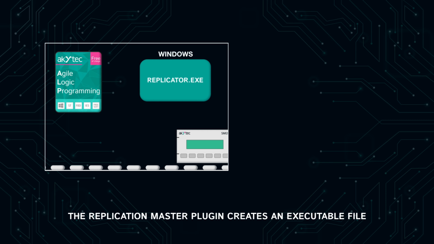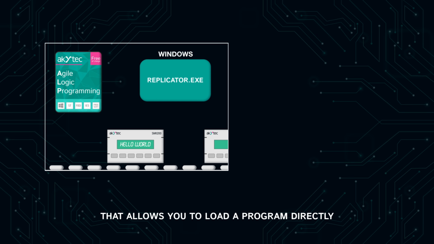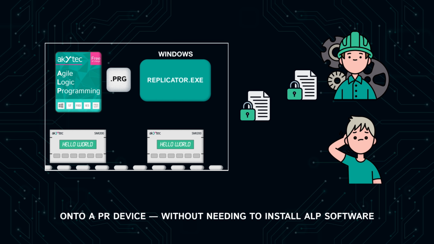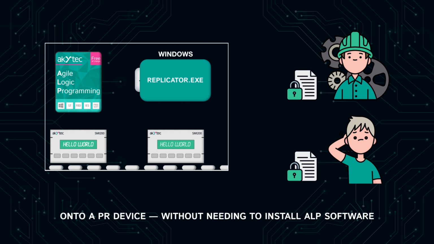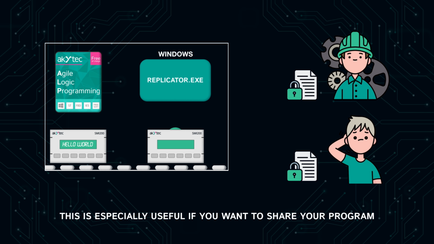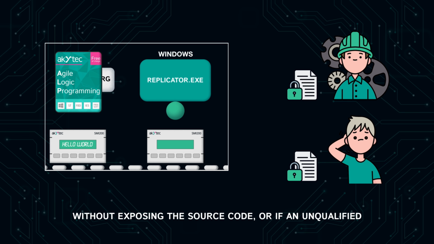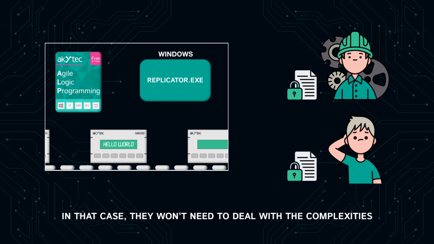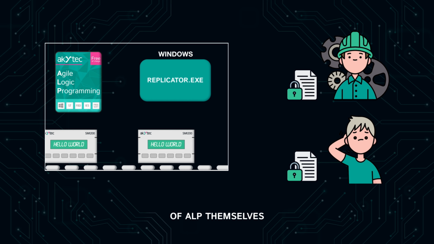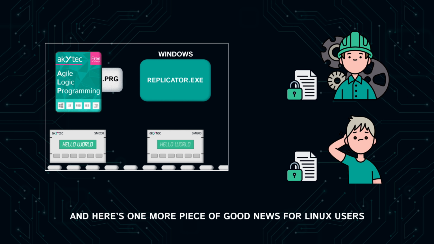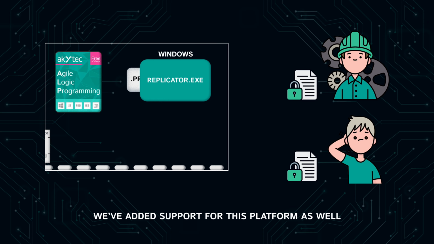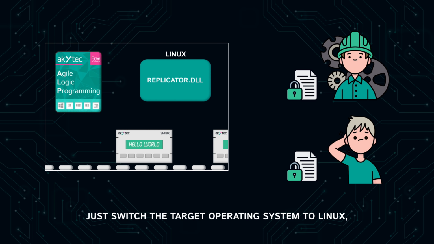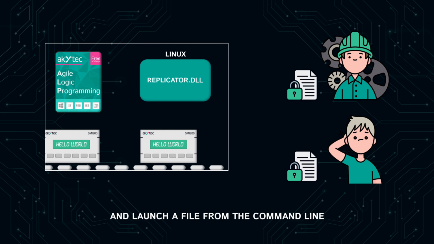The Replication Master plugin creates an executable file that allows you to load a program directly onto a PR device, without needing to install ALP software. This is especially useful if you want to share your program without exposing the source code, or if an unqualified user needs to set up a device at a remote location. In that case, they won't need to deal with the complexities of ALP themselves. And here's one more piece of good news for Linux users. We've added support for this platform as well. Just switch the target operating system to Linux and launch a file from the command line.